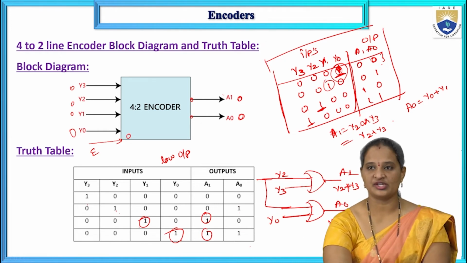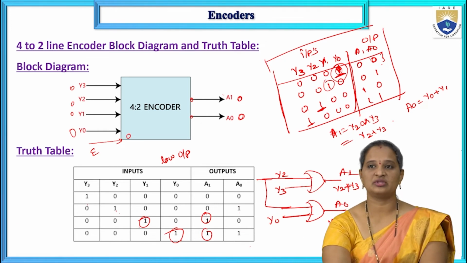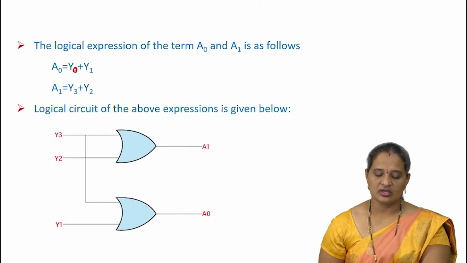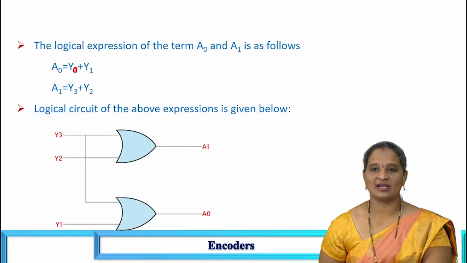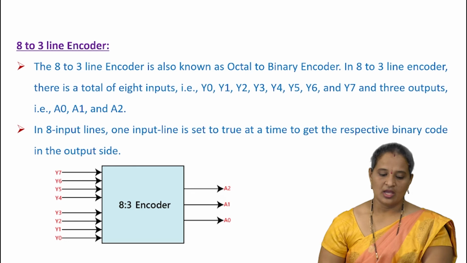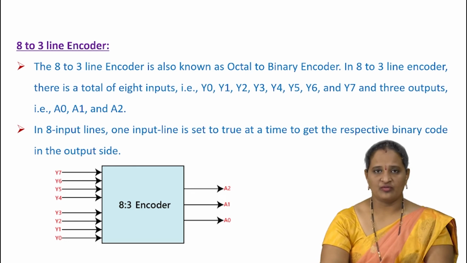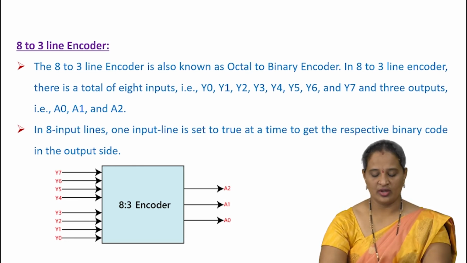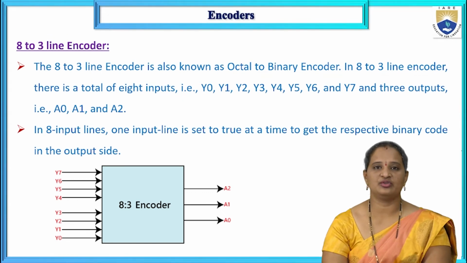Whereas this is the equation when we consider the outputs as active high. Okay, so this is the circuit for the active low outputs. So that is about the 4 to 2 encoder. Now let us see the 8 to 3 encoder.